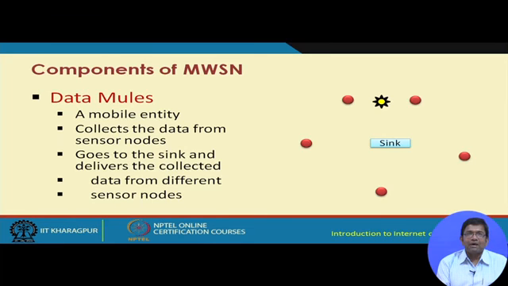Then we can have data mules, which are mobile external entities that collect data from the sensor nodes, go to the sink and deliver the collected data from the different sensor nodes. So, this mule can go in close proximity to each of these red colored nodes, and once it has finished collecting the data from these red colored nodes, it will come in close proximity of the sink node and deliver all the messages to the sink node.